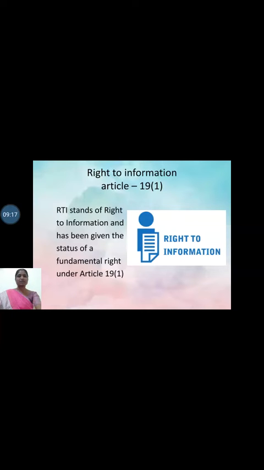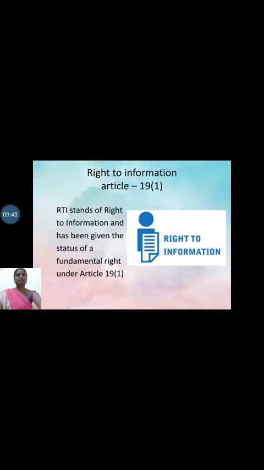RTI stands for Right to Information. Okay, RTI stands for Right to Information and has been given the status of a fundamental right under the article that is elaborately discussed in 14(19)(1). It provides for the right of the general public to get information from any government department. Okay, that is what they are telling.